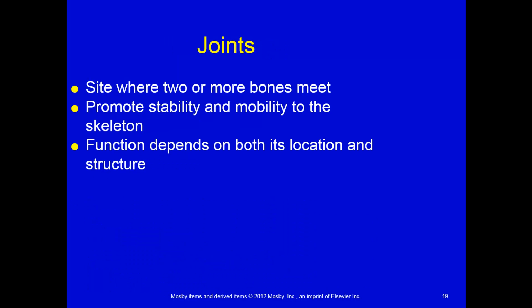Moving on. All right. So now when we're talking about bones, we have to talk a little bit about how they connect to each other, right? The joints. They promote stability and mobility to the skeleton, to those bones. And the function really does depend on where it's located. For example, joints that stabilize the skeleton have a much simpler structure than those that move. I'm hoping that the sutures, the joints in my skull, are not nearly as mobile as my knee, right? The function depends on where it is, and the structure depends on where it is.